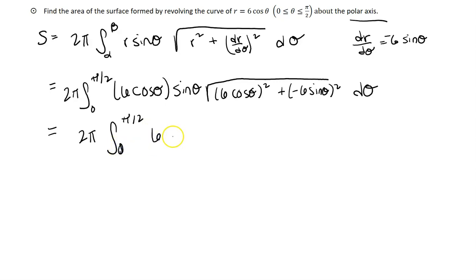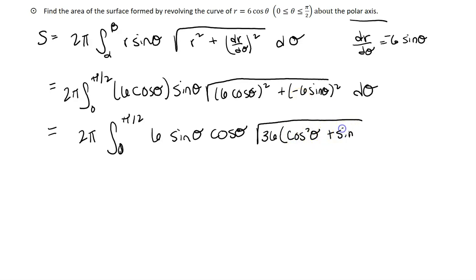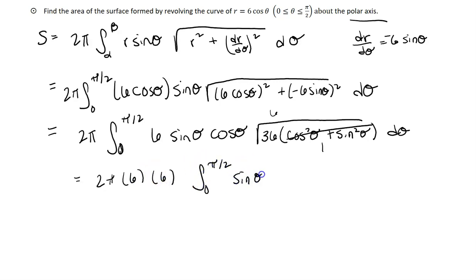But I'm going to write sine of theta cosine theta. I like that order better. And here, if we factor out the 6 squared, we would have 36, and we would have cosine squared of theta plus sine squared of theta because the negative gets squared. And we know that this is just 1. So the whole square root is 6. So really I have 2 pi times 6 times the integral from 0 to pi over 2 of sine of theta cosine of theta d theta.